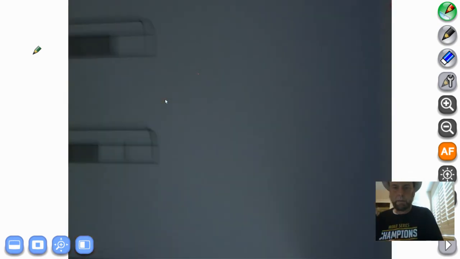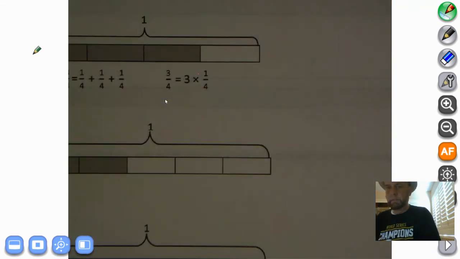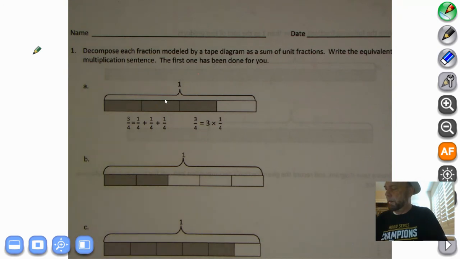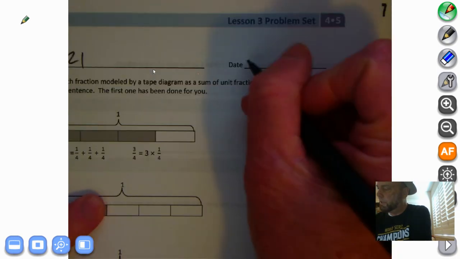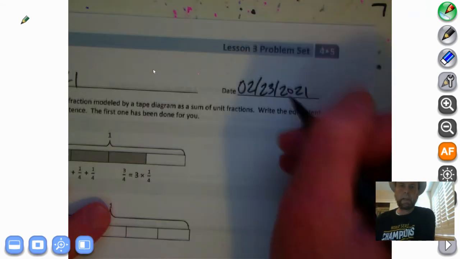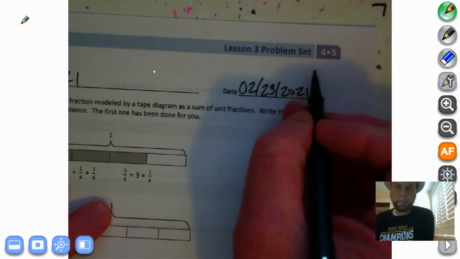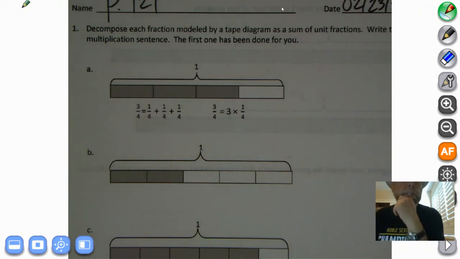Today we're going to be working out of our problem set. Looks like it's page number, I wish I could read that better, 121. So what we're looking at right now is page 121. Today's date is 02/23/2021. And if we look up here, we see it's lesson 3 problem set, grade 4, module 5. That's what that means. Okay, let's go ahead and read this to start.